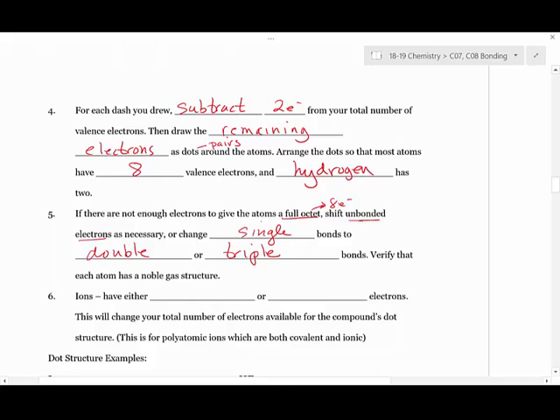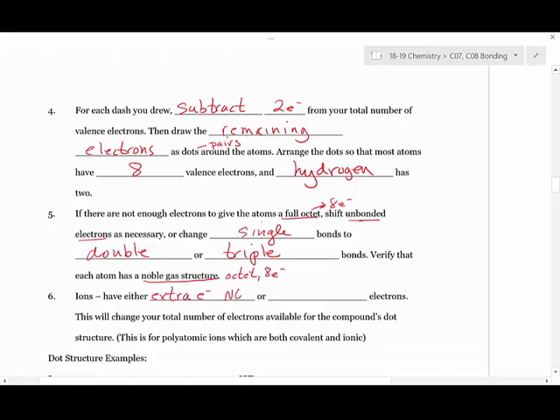You erase unbonded electrons for each line that you draw, and that would be 2 electrons. So what we're looking for is for each atom to have a noble gas structure, which is called a full octet, or 8 electrons.